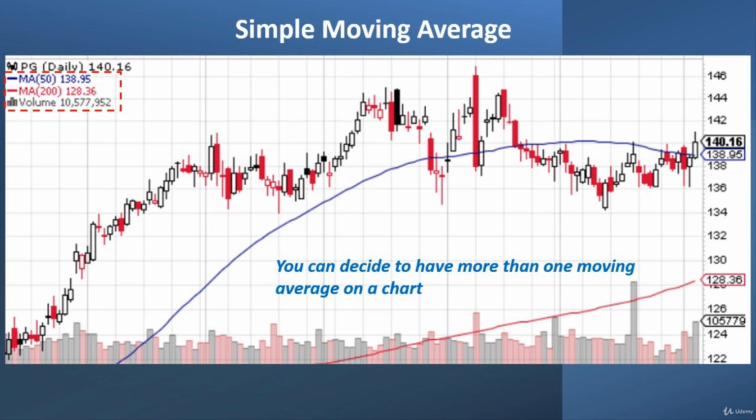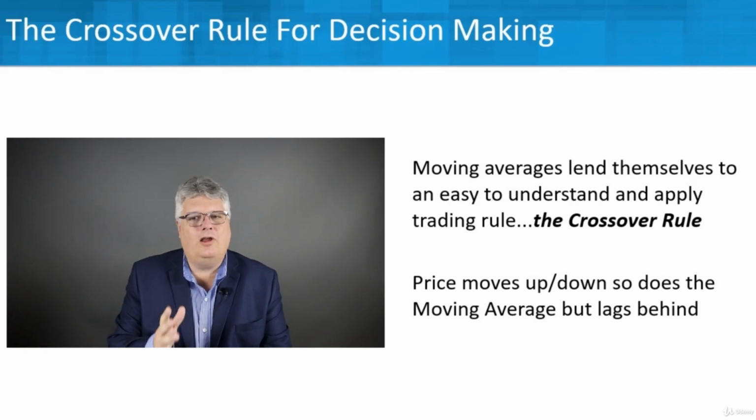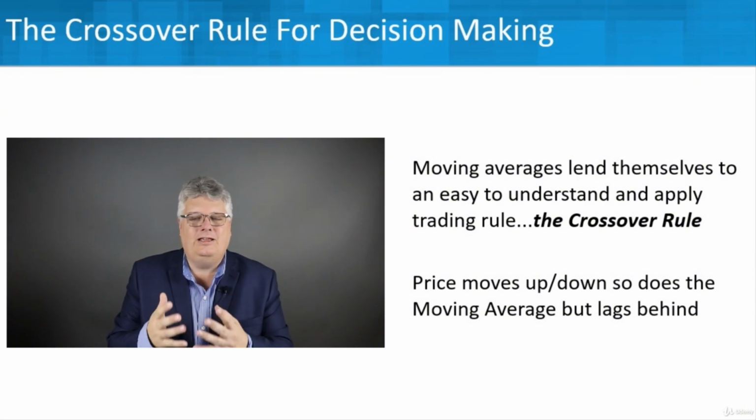When we're going to talk about, all right, this is great. We have these lines on this chart. Now, what does that mean and what do we do with them? And that's the next lesson. The crossover rule is a very well-established rule for decision-making, whether you want to buy or sell a particular security, and it involves moving averages and when they cross over things. So moving averages lend themselves really easily to understand and apply this trading rule called the crossover rule.